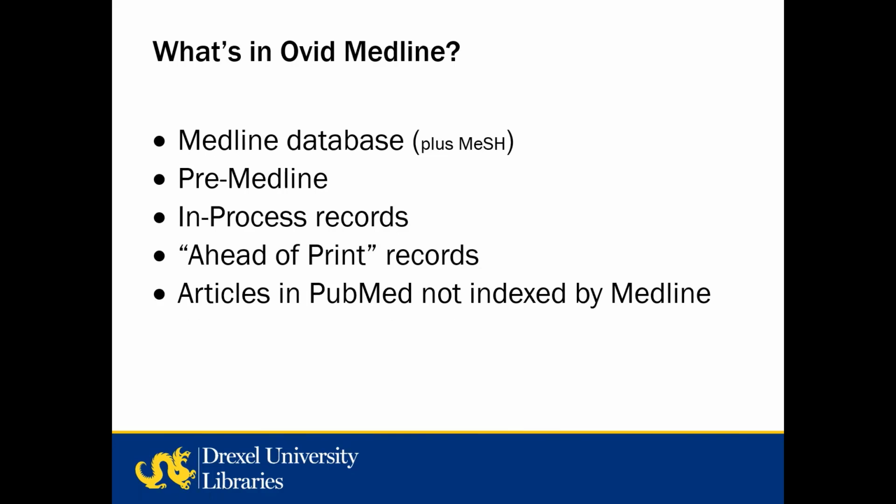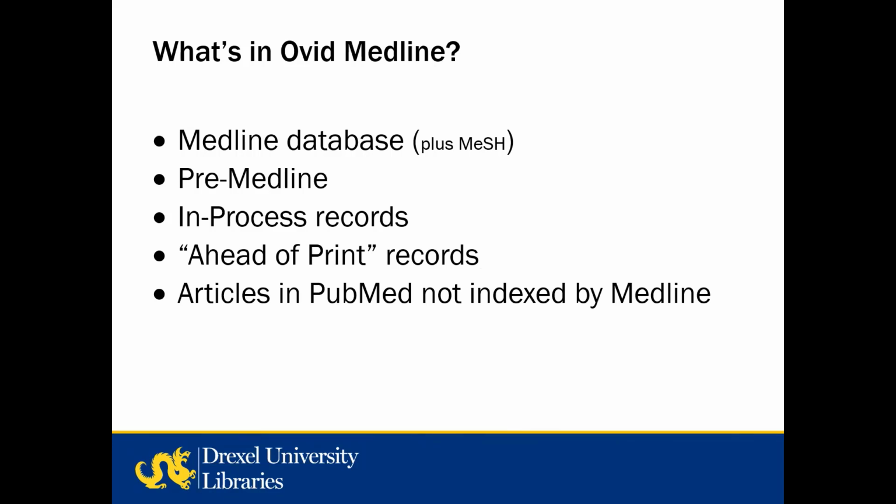And then in Ovid MEDLINE, again, there's the Medline database. There are records that came out before Medline, so things before 1946, and all of those in-process and ahead of print records that I mentioned earlier. So you might notice a pattern here. I really want to emphasize that PubMed MEDLINE and Ovid MEDLINE, they're both Medline. It's basically the same content. So if you're a student and you have an assignment that says you have to use, I don't know, 3 health sciences databases, you can't use PubMed and Ovid MEDLINE. They're basically the same database. So choose one or the other.